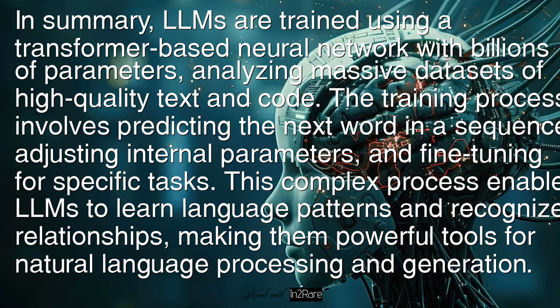In summary, LLMs are trained using a transformer-based neural network with billions of parameters, analyzing massive datasets of high-quality text and code. The training process involves predicting the next word in a sequence, adjusting internal parameters, and fine-tuning for specific tasks. This complex process enables LLMs to learn language patterns and recognize relationships, making them powerful tools for natural language processing and generation.